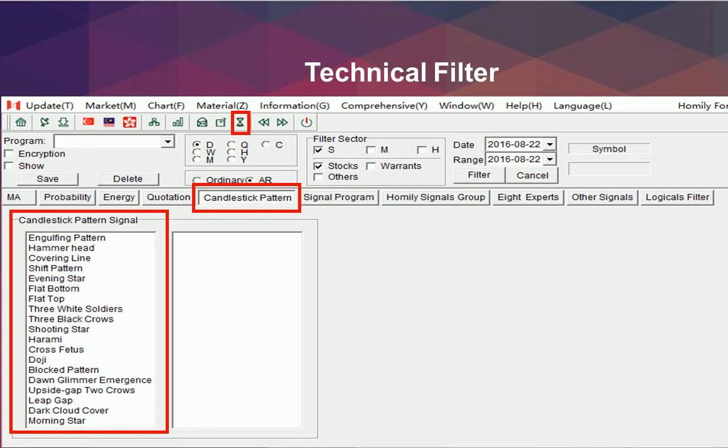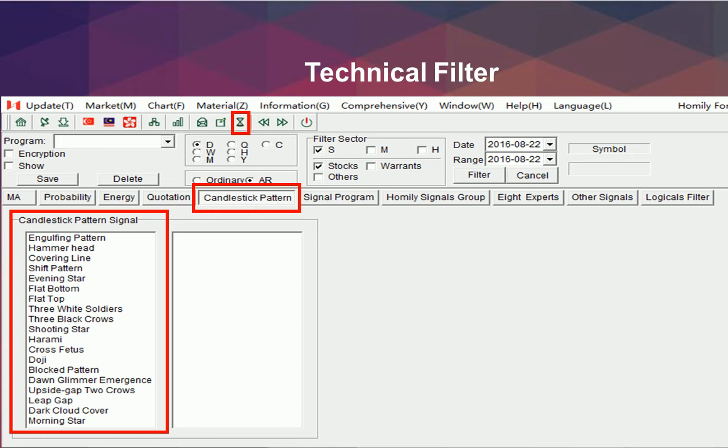The first one is the engulfing pattern, the hammerhead, the piercing line, shift pattern, evening star, flat bottom, flat top, three white soldiers, three black crows, shooting star, harami, cross features, doji, block pattern, downside gap, upside gap, two crows, dark cloud cover, morning star. Here we can find some candlestick patterns, okay?